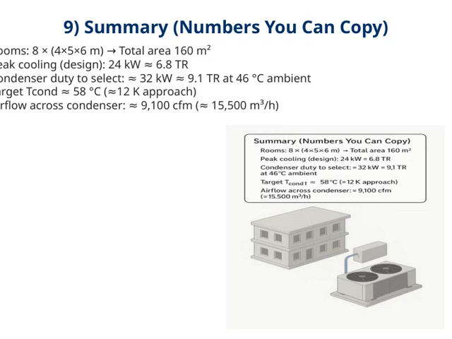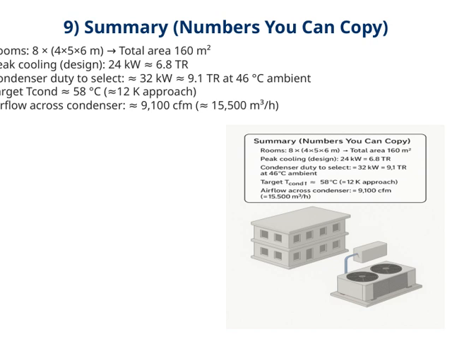Let's wrap up with a quick summary of the key numbers we've discussed. We have 8 rooms, each measuring 4 by 5 by 6 meters, which gives us a total area of about 160 square meters. When it comes to cooling, our peak design load is approximately 24 kilowatts, which is roughly equivalent to 6.8 tons of refrigeration.